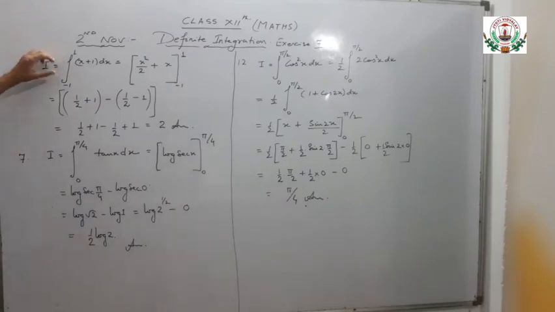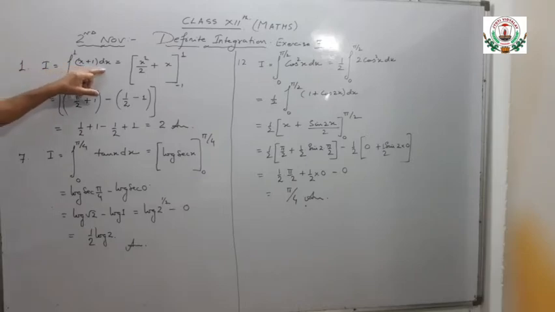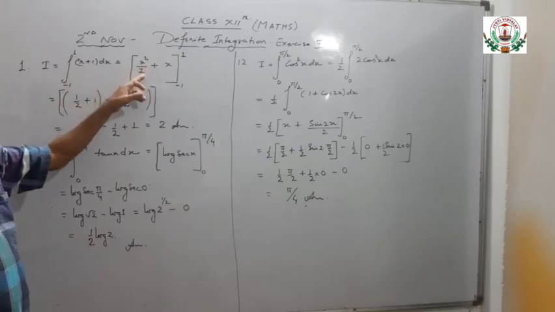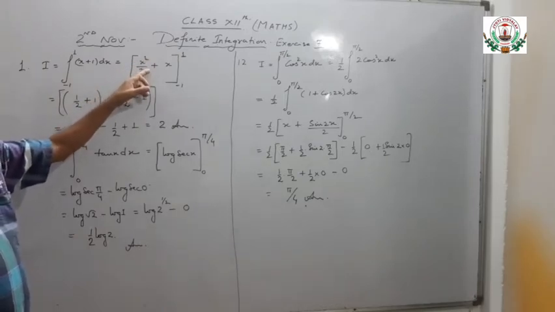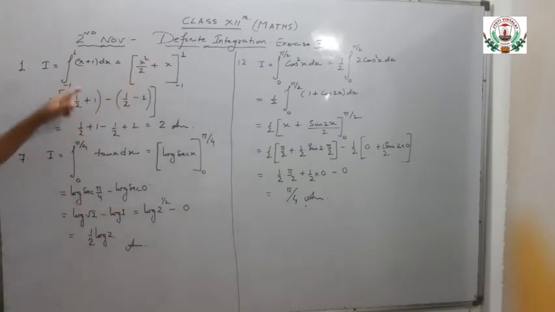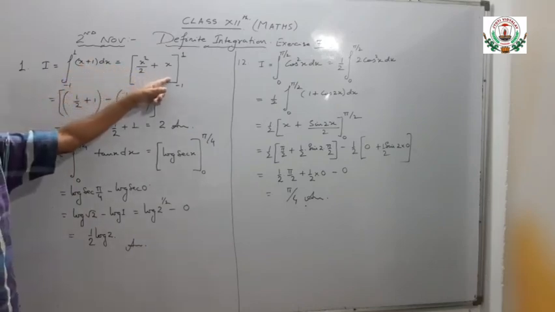Integration I equals integral from minus 1 to 1, lower limit minus 1, upper limit 1, of x plus 1 dx. Suppose there are no limits, we integrate in a simple way. Integration of x plus 1 dx gives x square by 2 plus x, as integration of x is x square by 2 and integration of 1 is x.